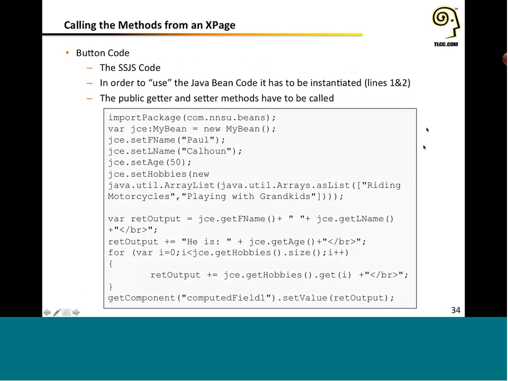Then inside the XPage context, once we've written that Java code, the server-side JavaScript code that is implemented to instantiate that bean and call it is to import the package, create a variable of that type, new mybean, and then notice that we just call the getters and setters. Then we're just doing some output, and we're writing the output to a computed field.